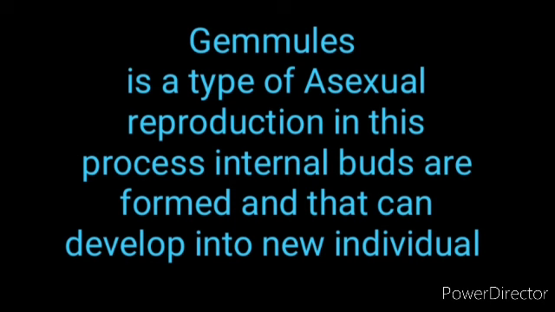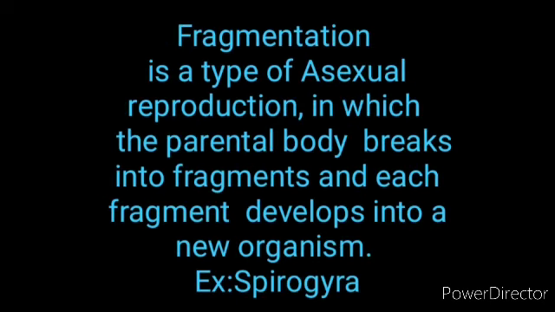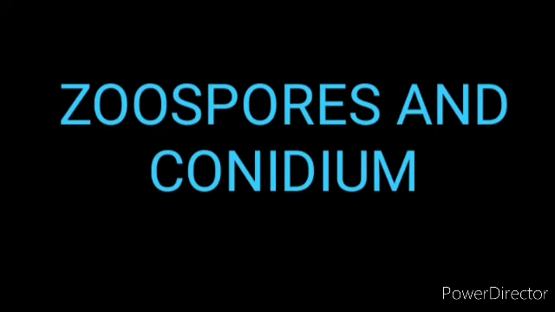Next, we discussed fragmentation. Fragmentation is also a type of asexual reproduction in which the parental body breaks into different fragments and each fragment develops into a new individual. Example, Spirogyra. Last year you studied all these examples. Now next we discussed zoospores and conidia.